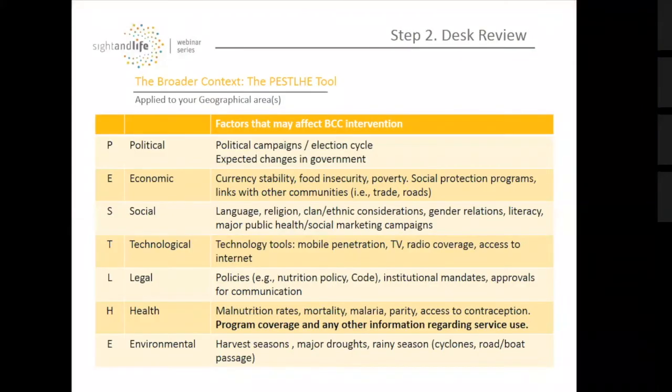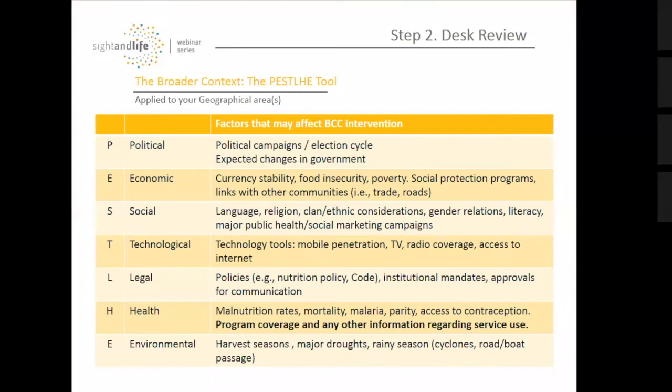Okay, let's look at the PESTEL tool. So the advantage of this tool is to help you to systematically identify the various factors that may affect the BCC intervention.